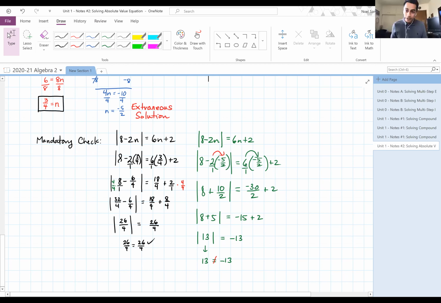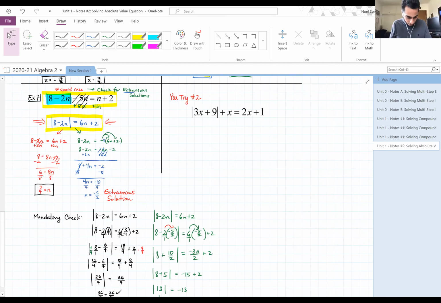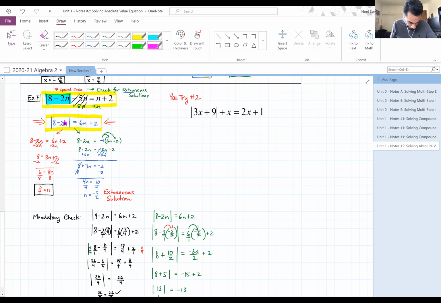The other ones that don't have the variables on the outside of the absolute value, those you don't need to check all the time. It's good to check to make sure your work is right, but it's not a mandatory check. The only time it's a mandatory check is when you have the situation that we had up here, where you have one variable inside and one variable outside. One variable is inside the absolute value, one variable is outside the absolute value. That's when it's mandatory that when you find your solutions, you go back and check.